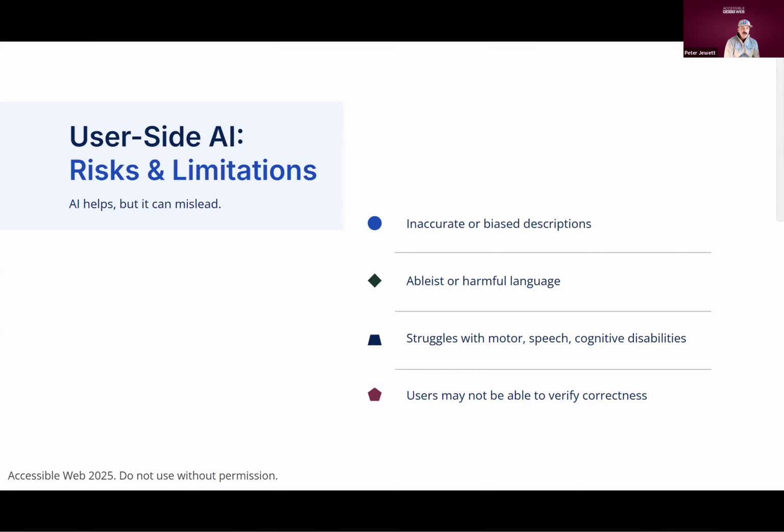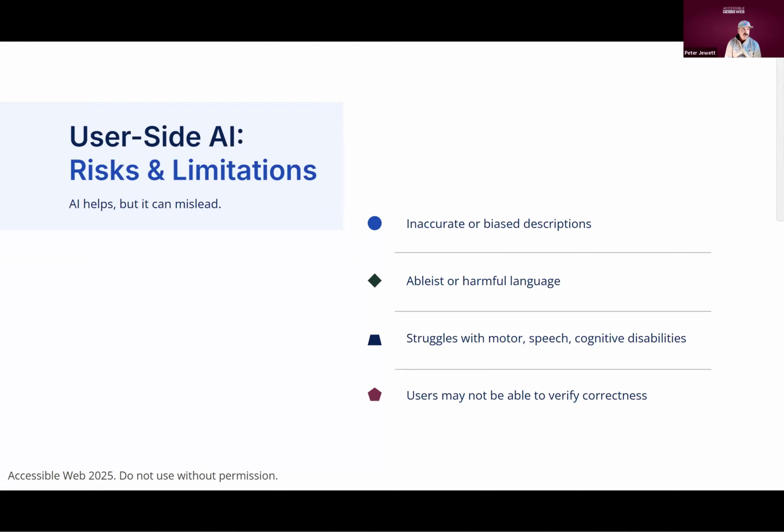But research is showing there's risk here. Some common problems: AI can hallucinate descriptions, and in some cases, hallucinating descriptions can be dangerous for the folks using these AI tools. It can produce ableist or biased language. It can often struggle with many disability types, especially motor, speech, and cognitive. And users may not be able to verify whether the output is correct.